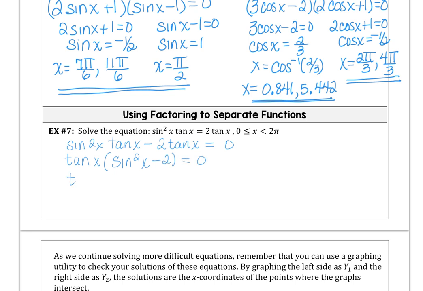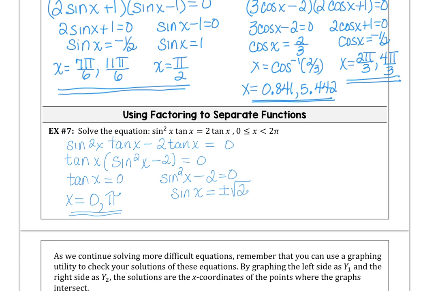And then solving the two factors. When is the tangent of x equal to 0? Tangent is 0 at 0 and at pi. And then solving the next one, we have sine squared x minus 2 equals 0. That's going to happen when the sine of x is either plus or minus square root of 2.